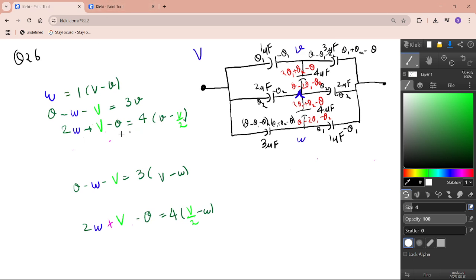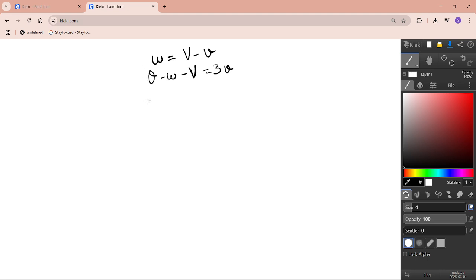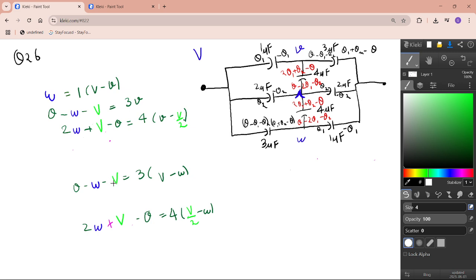Then let's simplify it orally. 4 times V by 2 is minus 2V. It comes here, it becomes 3V. 2 omega plus 3V minus Q is 4 cursive V. Okay. Now let's simplify this orally too.